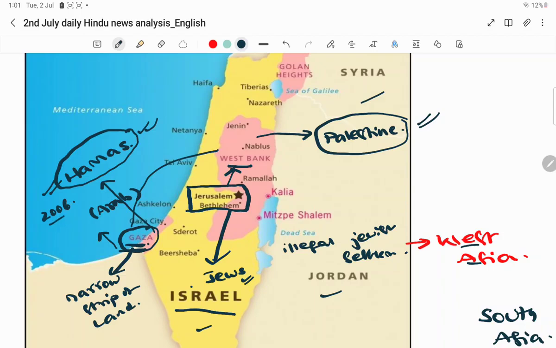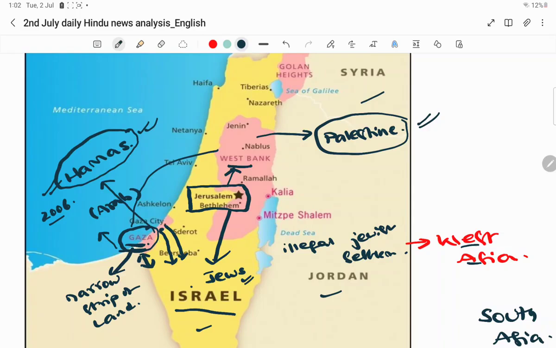Okay, and there is a constant fight between Gaza and Israel. I think one day you have seen thousands of rockets fired from this Gaza Strip onto Israel. This is what they meant to say. From Gaza, thousands of rockets got fired onto Israel. So there have been clashes between Israel and Gaza. I hope you have understood the points here.